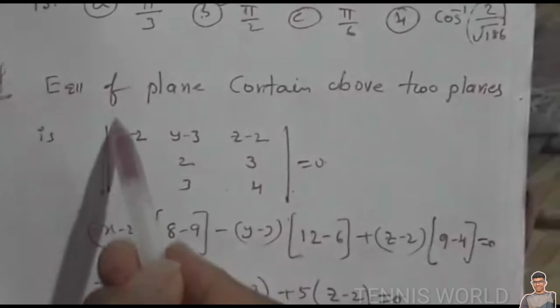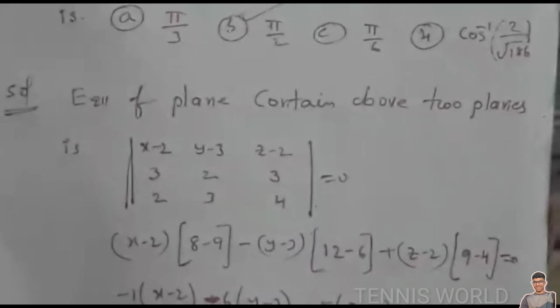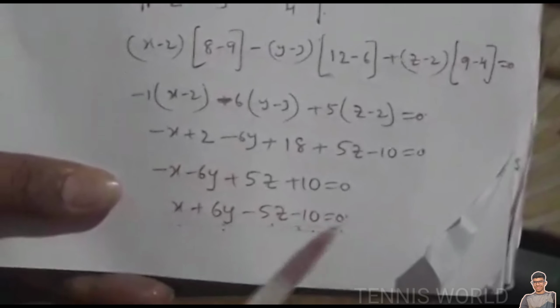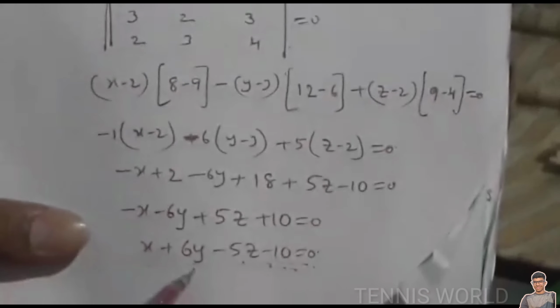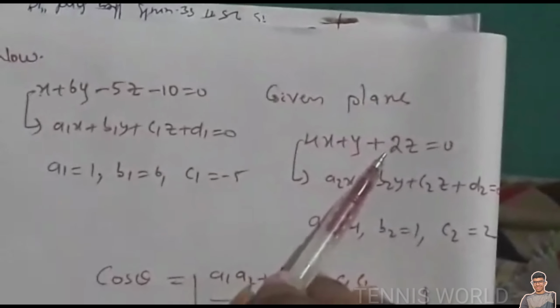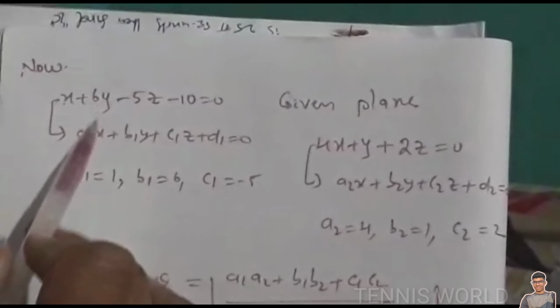Then everybody knows how to find the determinant of a 3x3 matrix. After applying the determinant process, finally I got the second plane equation. Already the first plane is given, now I got the second plane. Now I am going to find the angle between these 2 planes. Okay, now you see, take this plane in the next paper. This is the given plane. This is the plane which we got now.